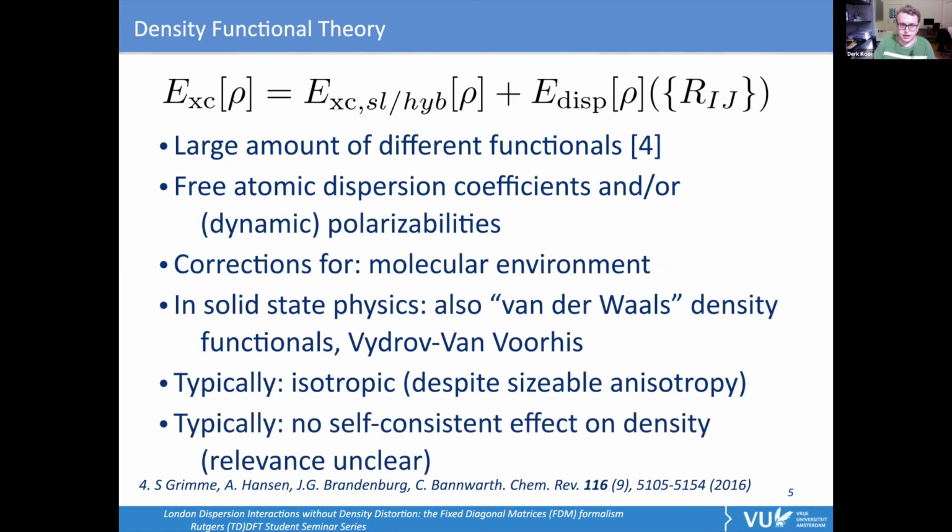Also, typically, the self-consistent effect on the density from the dispersion functional is not considered, but the relevance of this is somewhat unclear. There has been some controversy about how dispersion appears in the density, because the Hellmann-Feynman theorem demands that there is a density change at order 1 over r to the 7th, which produces the correct force. But this is a very small distortion of the density that can be very hard to capture. And it seems that in what we do, we don't get this density distortion, but we do get the correct energy out.